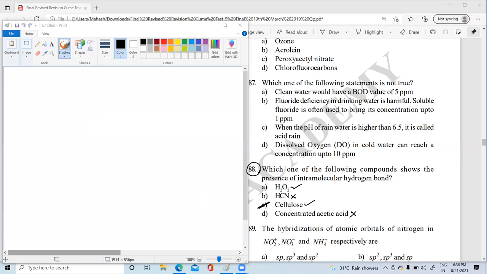We can tell, students, why: in H2O2 the distance is too much here, so the probability of intramolecular hydrogen bonding is weak. So this is the wrong statement. Cellulose should have the intramolecular hydrogen bonding. Why? Because cellulose contains beta-D-glucose units, and the beta-D-glucose units will have intramolecular hydrogen bonding. So option C is the correct statement, students. Next, question number 89.